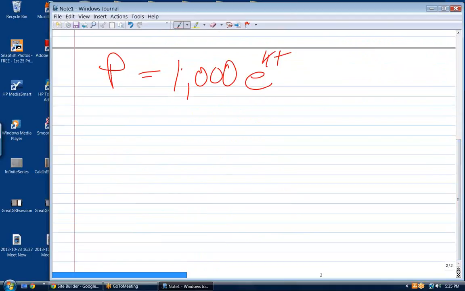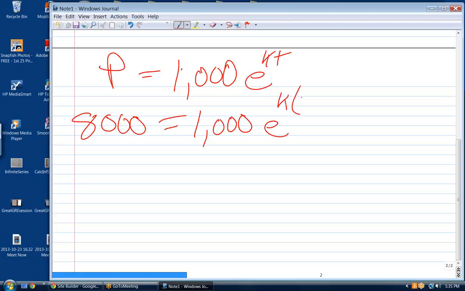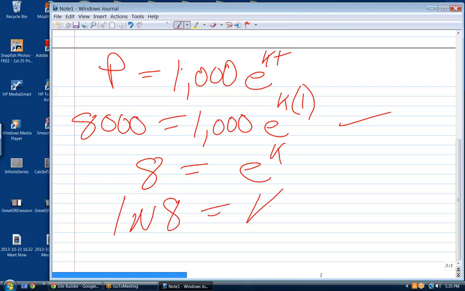And now they've given us a second piece of information, that the population is 8,000 after 1 hour. So now I can say 8,000 equals 1,000 times e to the k times 1 hour. Now, notice I can solve for k. How do I solve this? So you would natural log both sides, correct? Not yet. Let's simplify, divide by 1,000. Yeah, that makes it a lot easier. And then take the natural log. Okay, so now we have the natural log of 8 equals k.